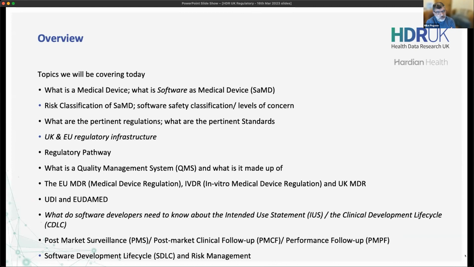We should talk about what are the pertinent regulations and what are the standards that we follow, because there are specific things to be done for regulatory compliance.